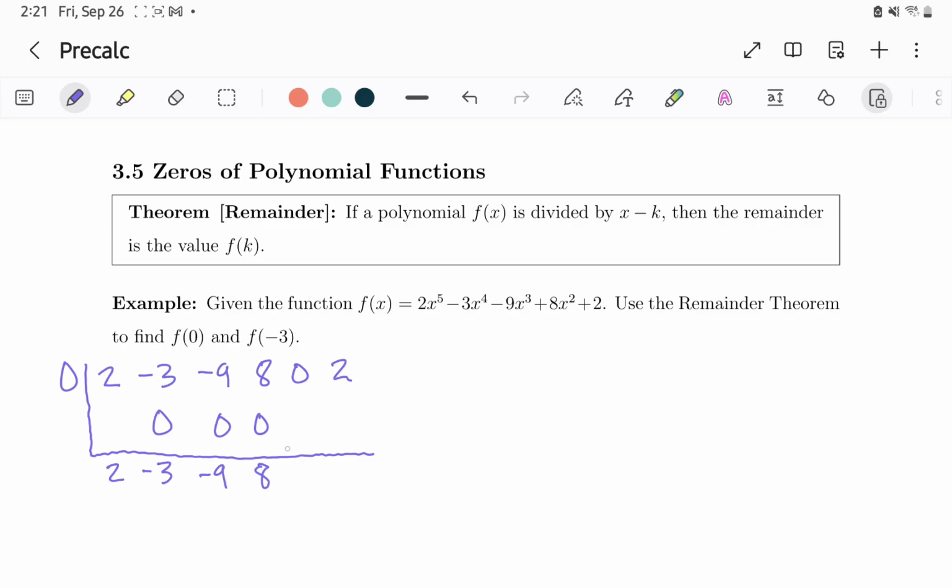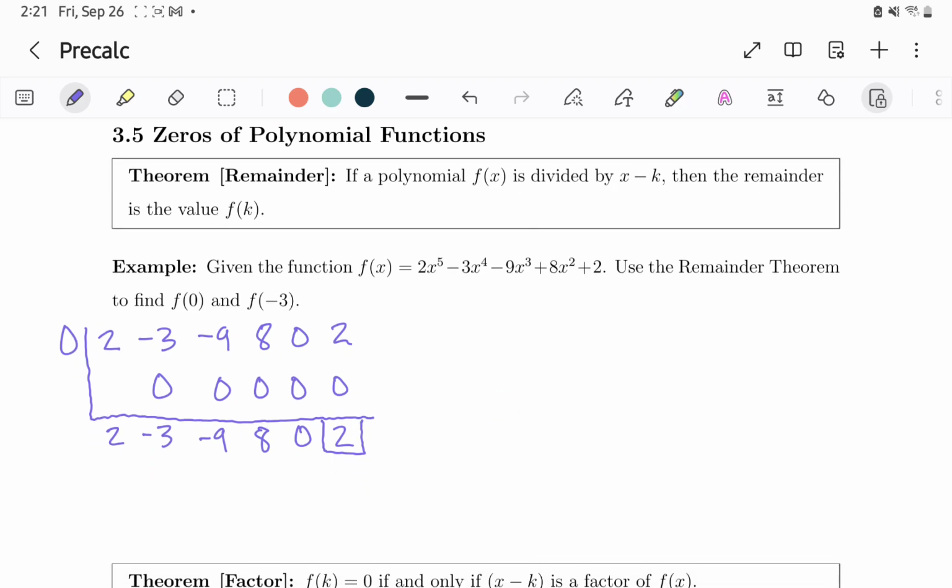And then we will have 0 times 8 is going to be 0. Add that to 0. We're going to get 0. And then finally, we'll have 0 times 0, which is going to be 0. Add that to 2. It's going to be 2. And so this is our remainder, 2, which is kind of what we expected to end up with. So we could say by the remainder theorem, f of 0 is equal to 2.